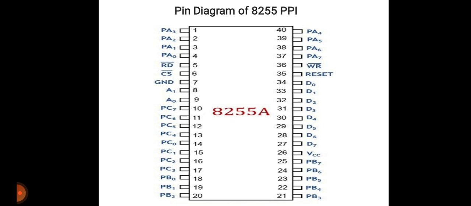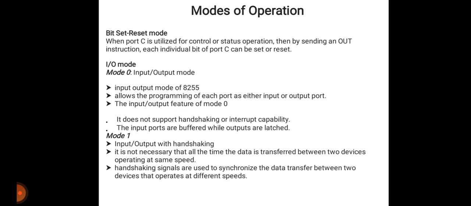Also pin number 7 is the ground connection of the circuit. So out of 40 pins, 20 pins are allotted to input output ports and the rest of the pins are allotted to the signals. So we will see what is the operation of this pin diagram.